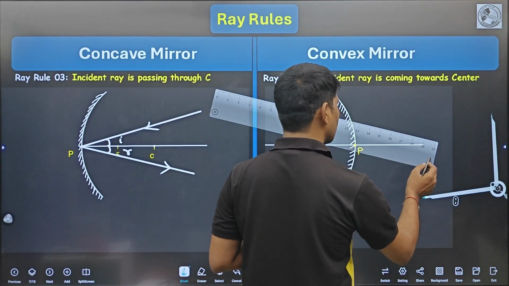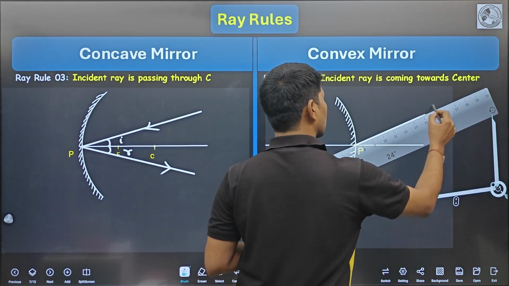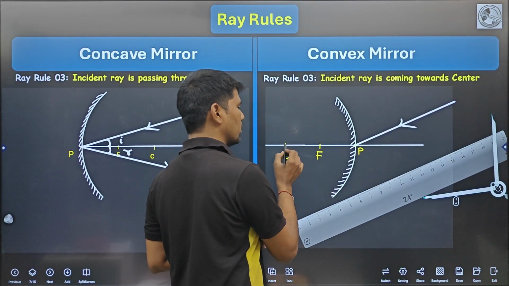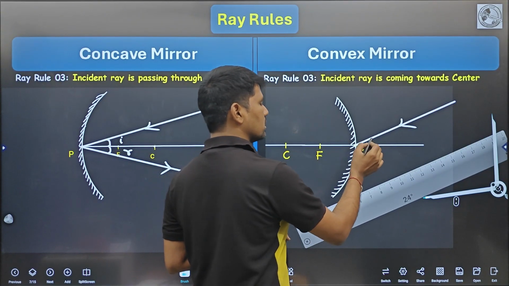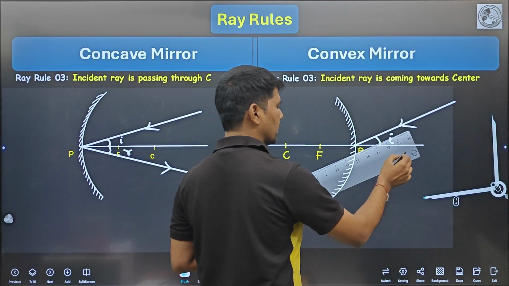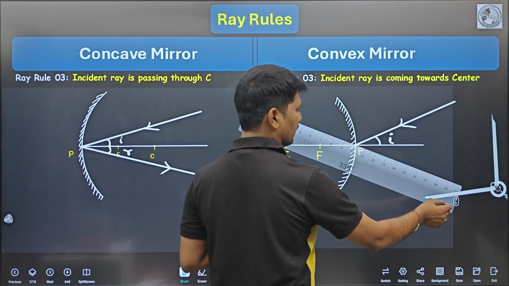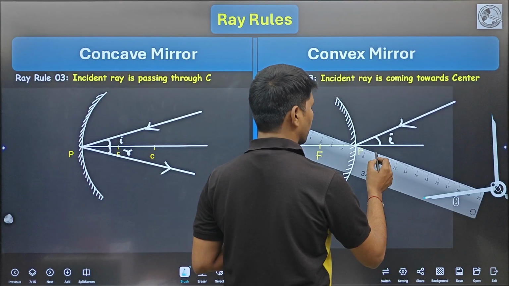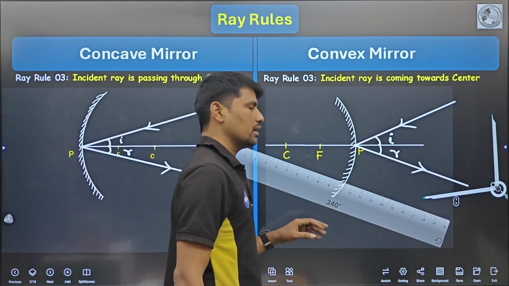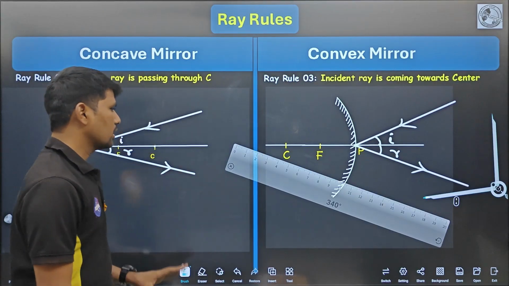Here also, if the incident ray strikes at the pole, then what happens? Draw the normal at this point. Normal means radius, so this is the normal. The principal axis itself is the normal. This is the angle of incidence i. As per the laws of reflection, the light ray rebounces. Now this is the angle of reflection r. So if the light ray strikes at the pole, we get this picture, ray rule 4.